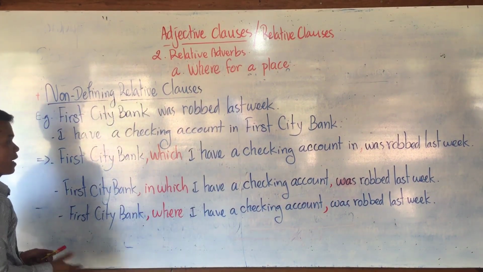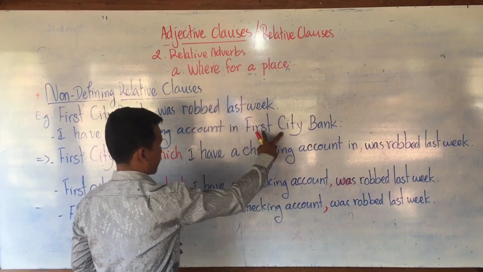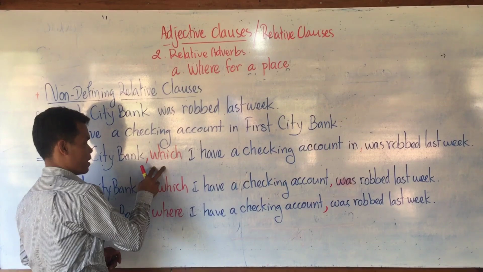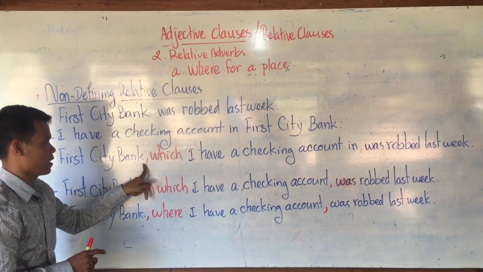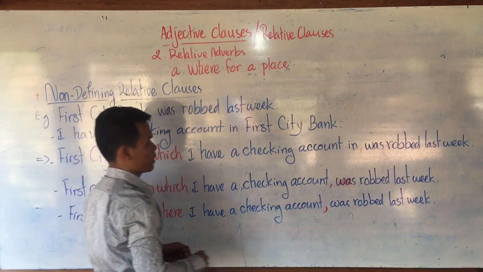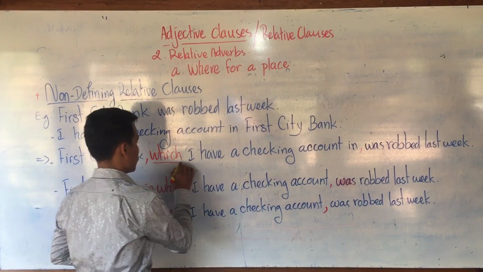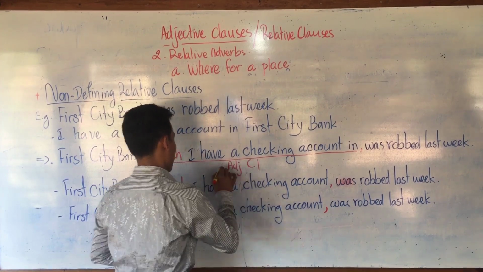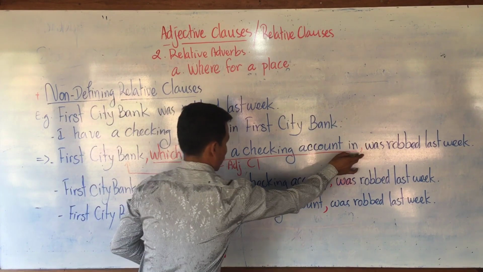So we can write First Citibank, which can be placed in here, but for the relative pronoun we have to use it next to the proper noun First Citibank. That's why the relative clause uses a comma. First Citibank, which I have a checking account in, was robbed last week. So the adjective clause from which to account in modifies the noun First Citibank, where which is the object of preposition in.